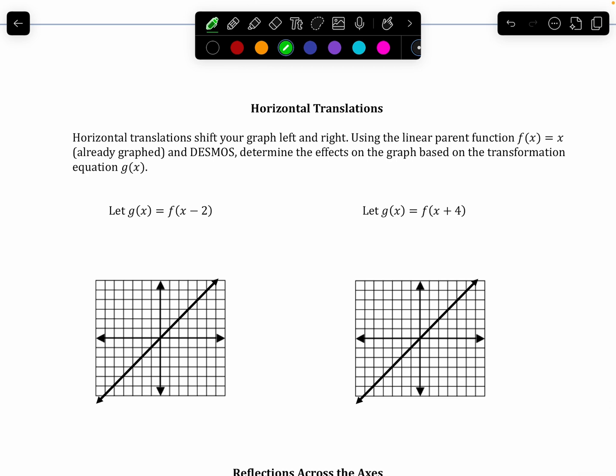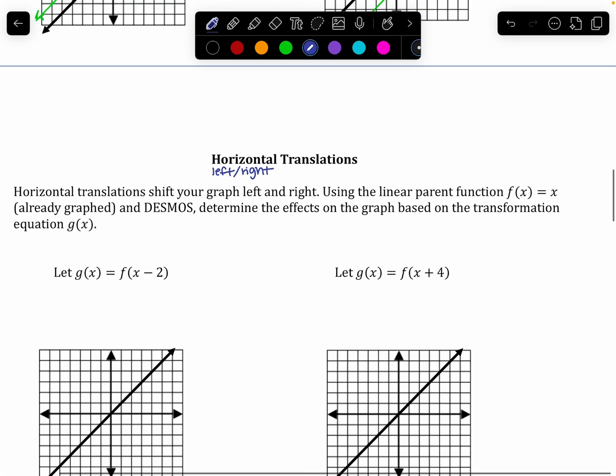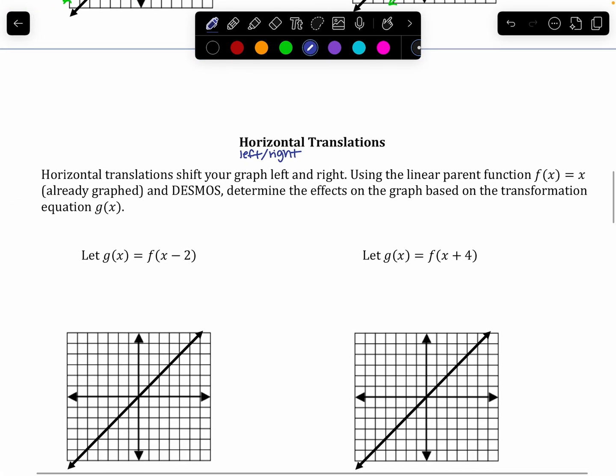Horizontal translations are translations that shift your graph left and right. So I'm going to do this in blue. This is left and right. Okay. It says using the linear parent function f of x equals x, which is already graphed in Desmos, determine the effects on the graph based on the transformation equation.